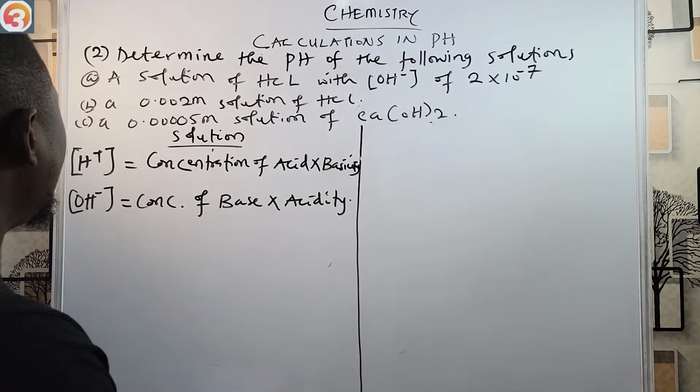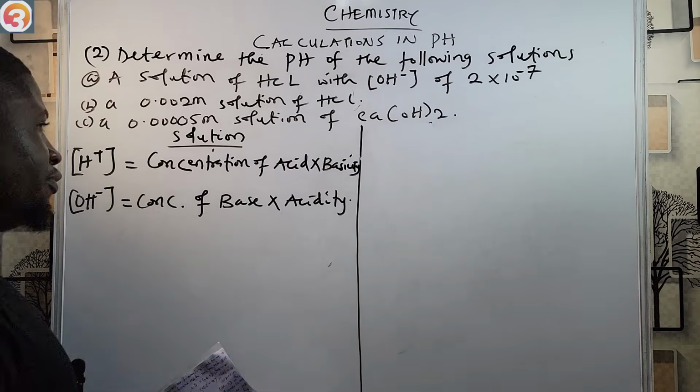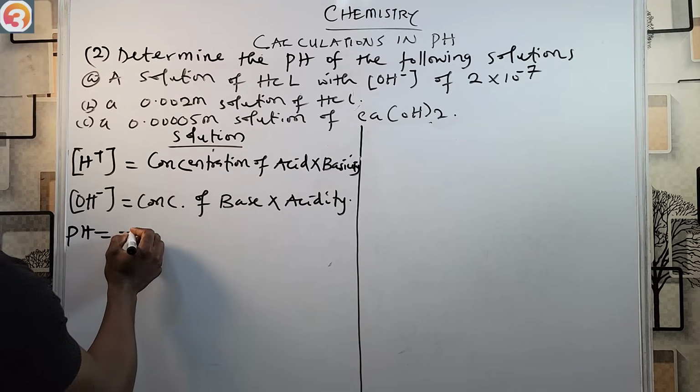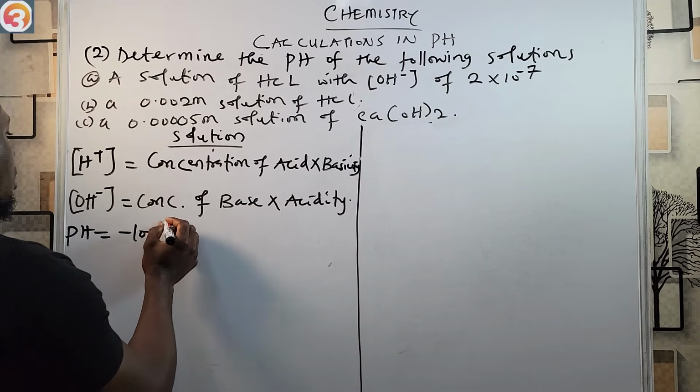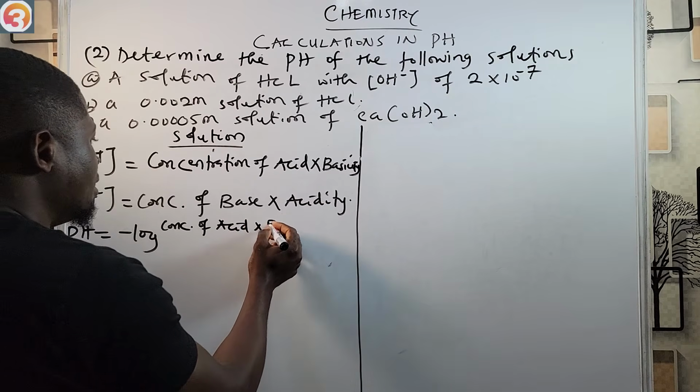So, having known that, we can now use this to look for the pH. That means the pH will be the negative logarithm of the concentration of acid times basicity.